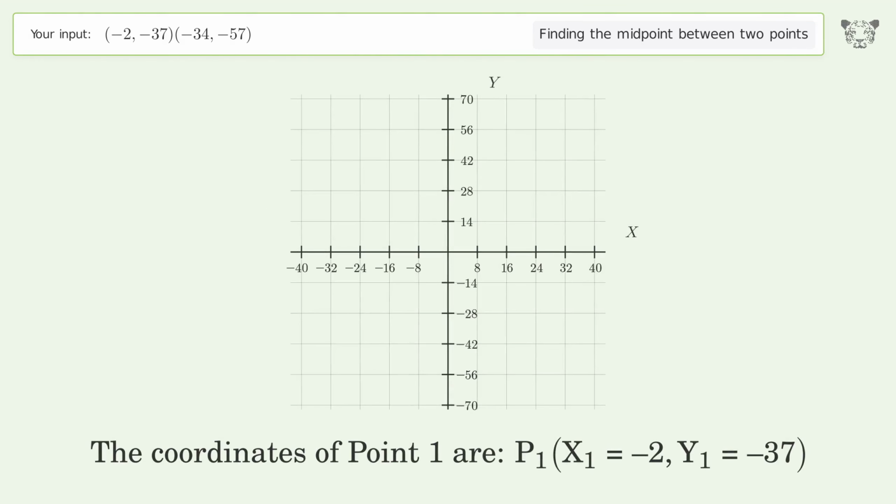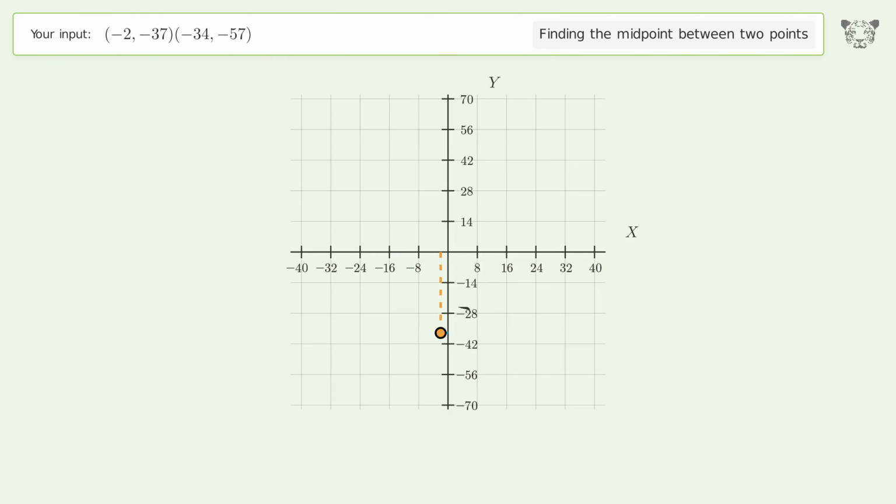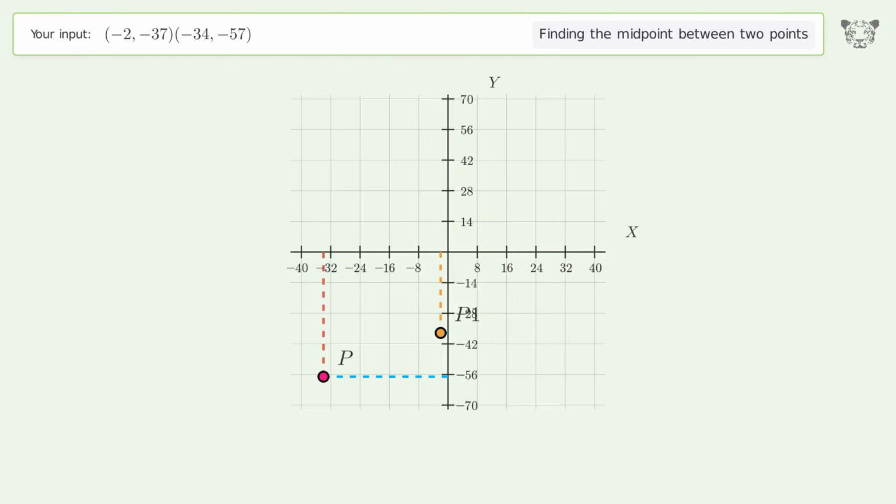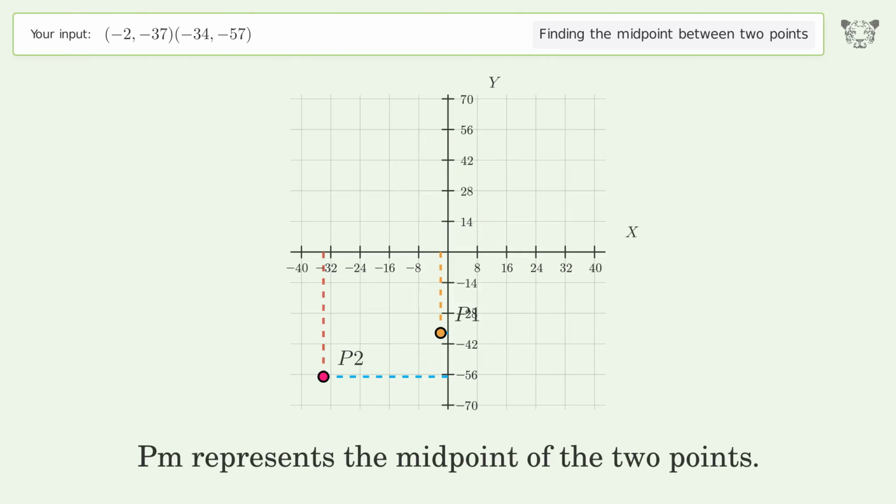The coordinates of point 1 are, x1 equals -2, y1 equals -37. The coordinates of point 2 are, x2 equals -34, y2 equals -57. PM represents the midpoint of the 2 points.